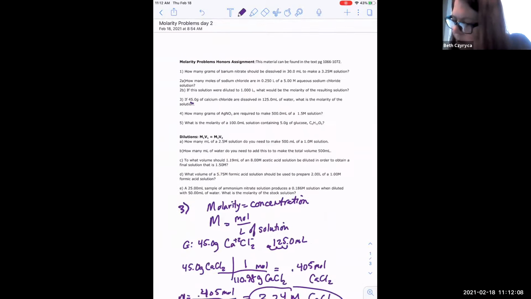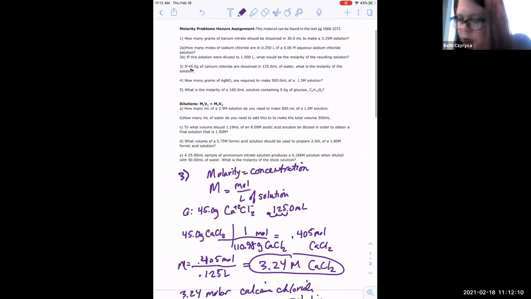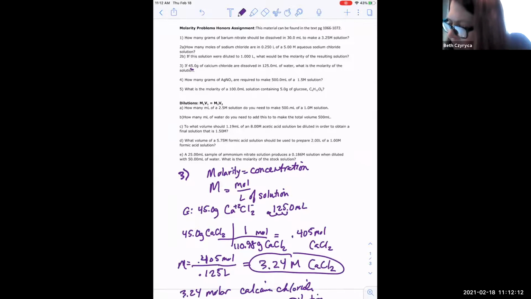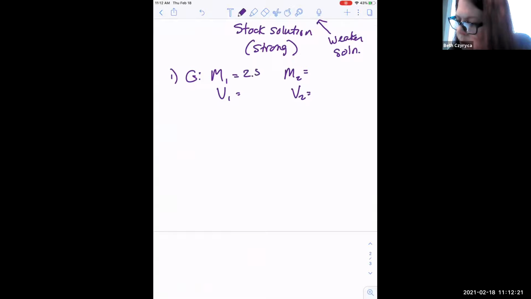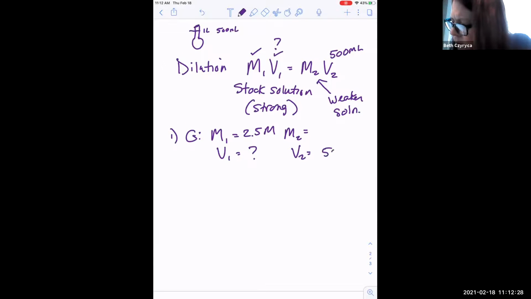So how many milliliters of a 2.5 molar solution? So that's a set. Do you need to make 500 milliliters of a 1.0 molar? So that's a set. So we just make sure we keep them together. 2.5. And they can go 1 or 2. It doesn't matter where you put it, as long as you keep them paired up. And it was 500 of a 1.0 molar solution. Oops, V2.